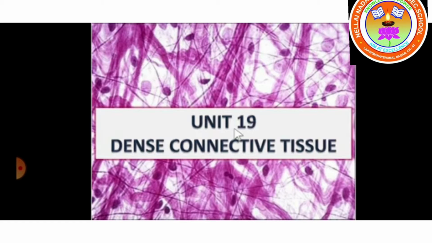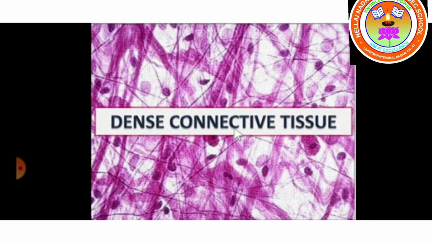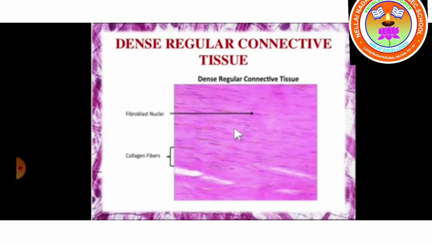In today's topic, we are going to continue with Unit 19, dense connective tissue. In your previous classes, you might have learnt about various types of connective tissues. One such type is dense connective tissue. Dense connective tissue is a fibrous connective tissue densely packed with fibers and fibroblasts. Here you can see in this picture, it is densely packed with fibers and the fibroblasts.